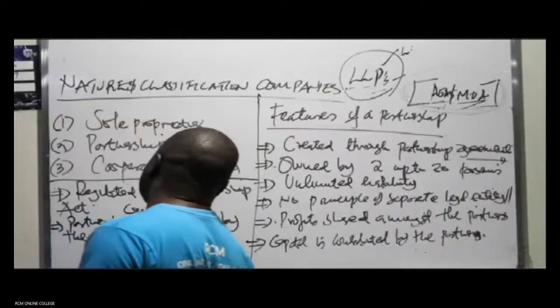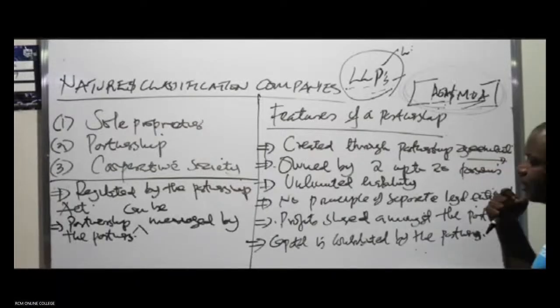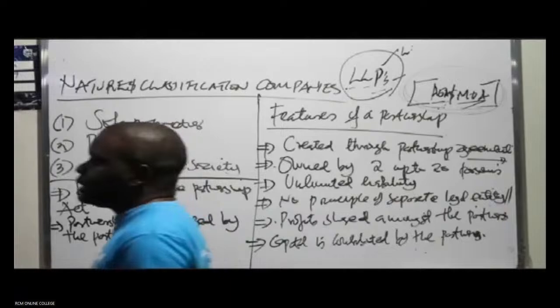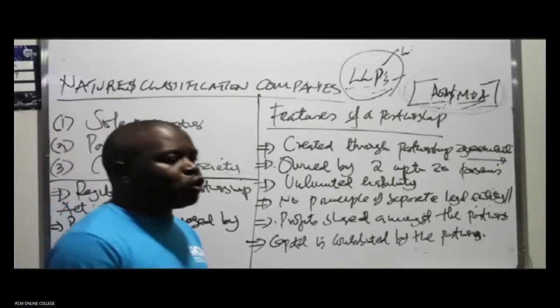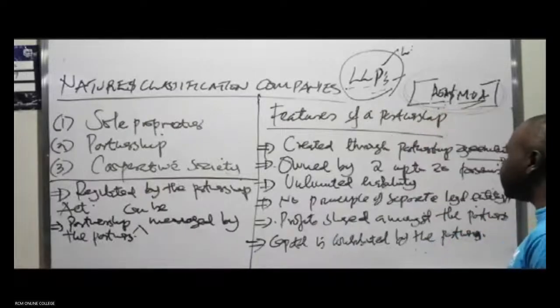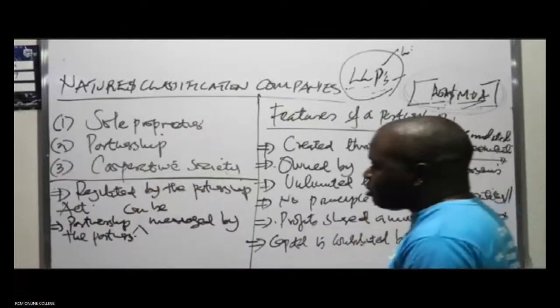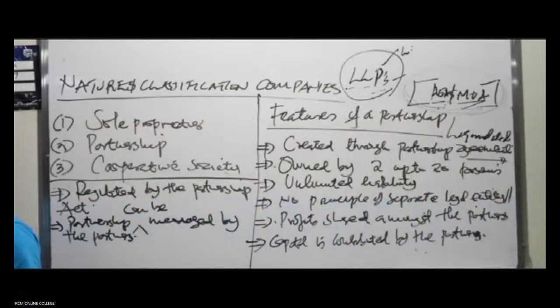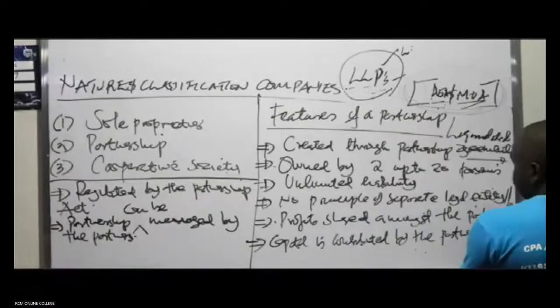Perpetual succession. For example, in a partnership, if the agreement doesn't say otherwise, the exit or death of a partner can lead to the end of the life of the partnership. But in a company, there's what we call perpetual succession. The life of the company doesn't depend upon the life of the owners or the shareholders. The company will still be recognized under the law, unless it is liquidated. Liquidation is when you can say that the life of the company has come to an end. So in a partnership, there is no principle of separate legal entity, unlike in a company.